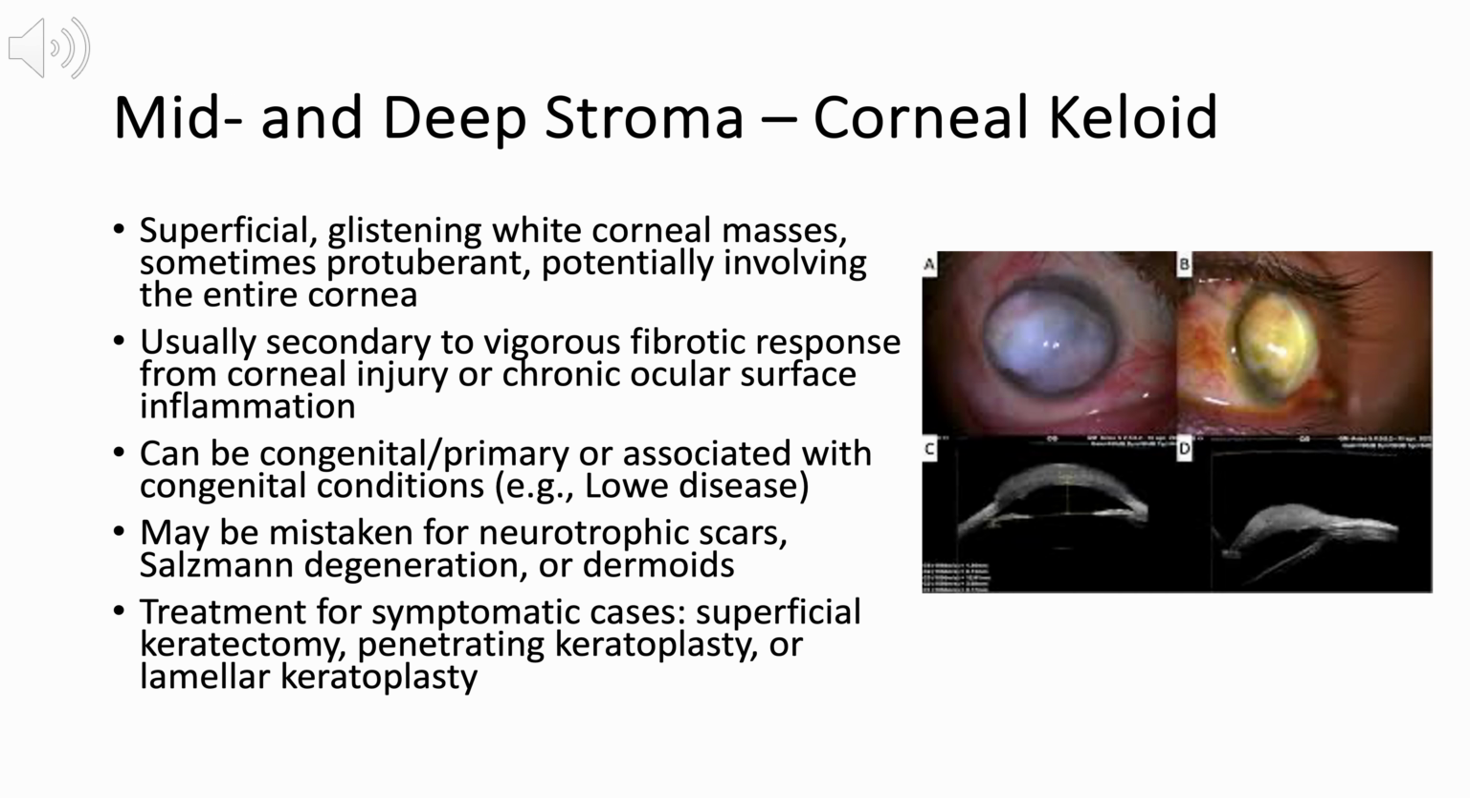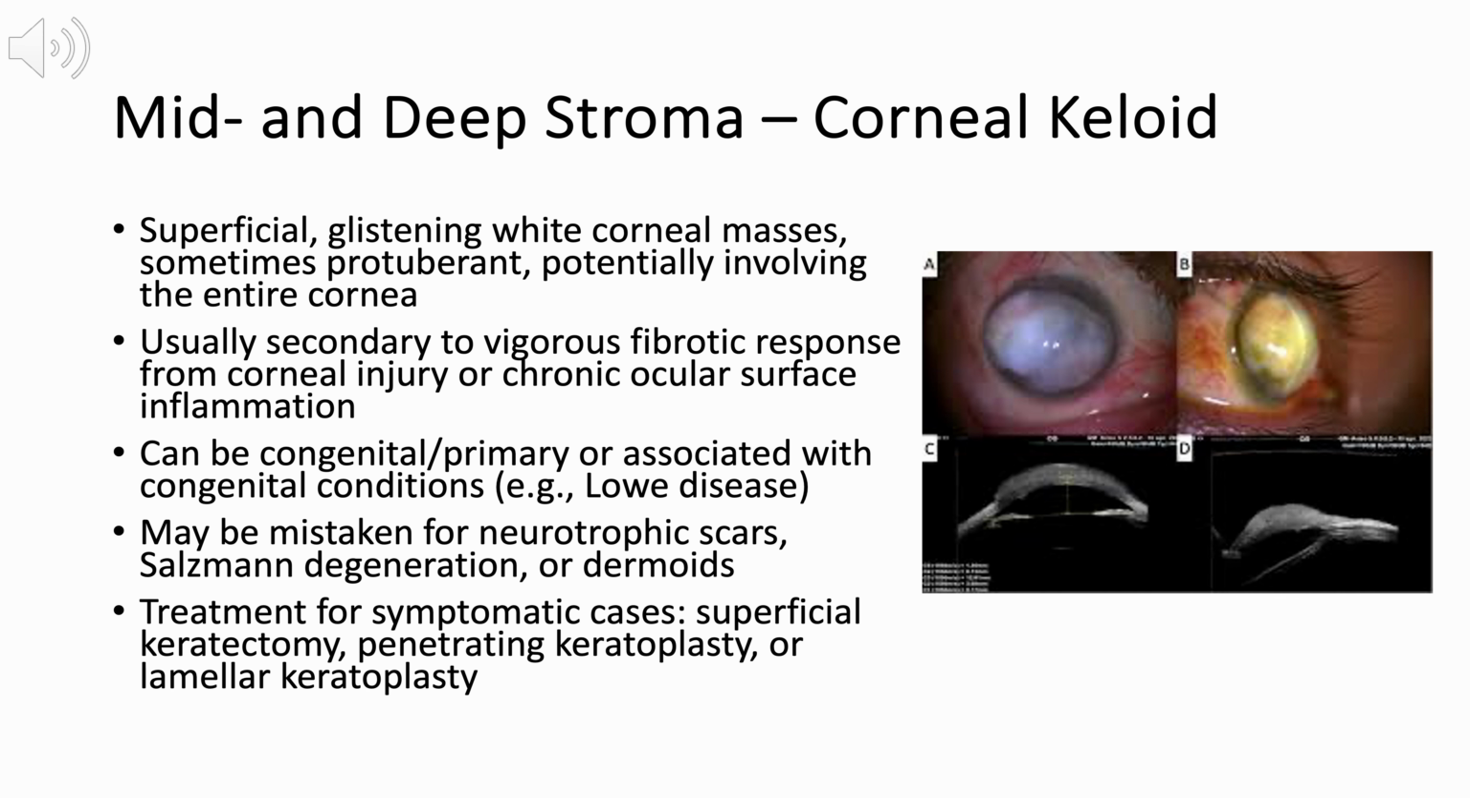Now on to corneal keloids. These present as superficial, glistening white corneal masses, which may be protuberant and can, in some cases, involve the entire cornea. They are usually secondary to a vigorous fibrotic response following corneal injury or chronic ocular surface inflammation. However, they can also be congenital or primary and may be associated with congenital conditions such as Lowe disease. Clinically, corneal keloids may be mistaken for neurotrophic scars, Salzmann degeneration, or dermoids.